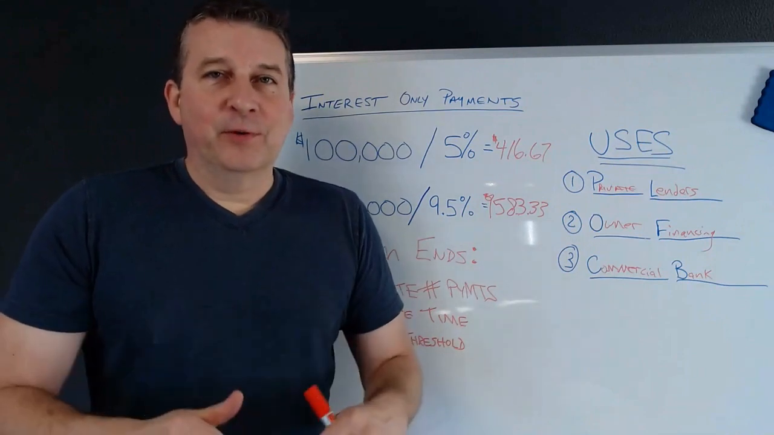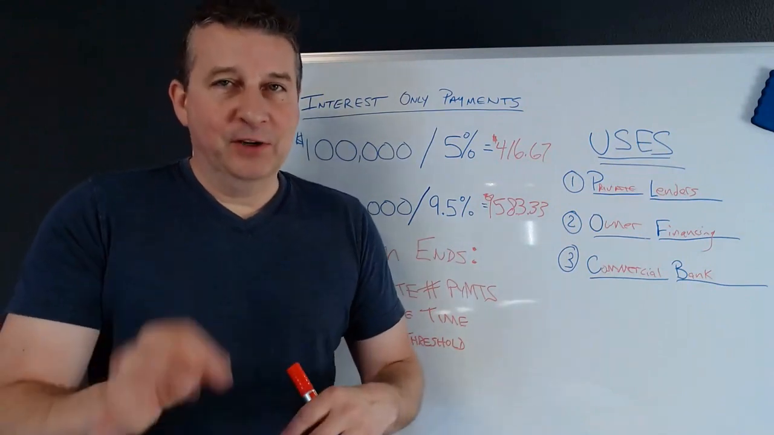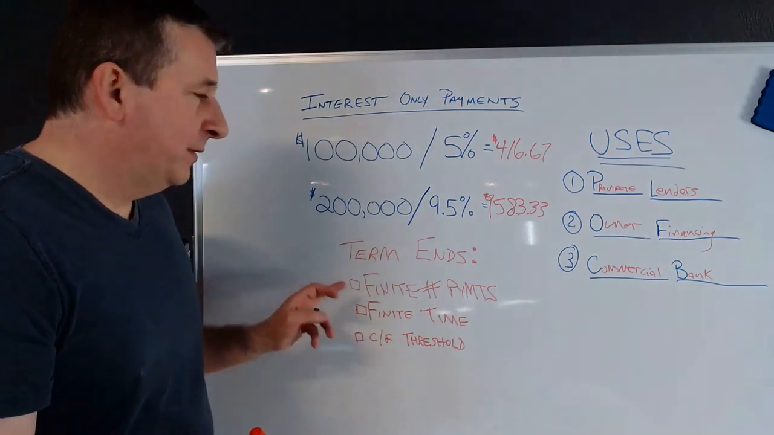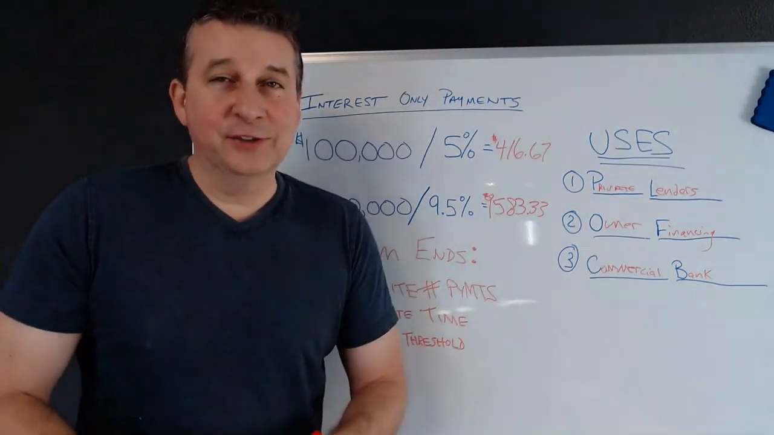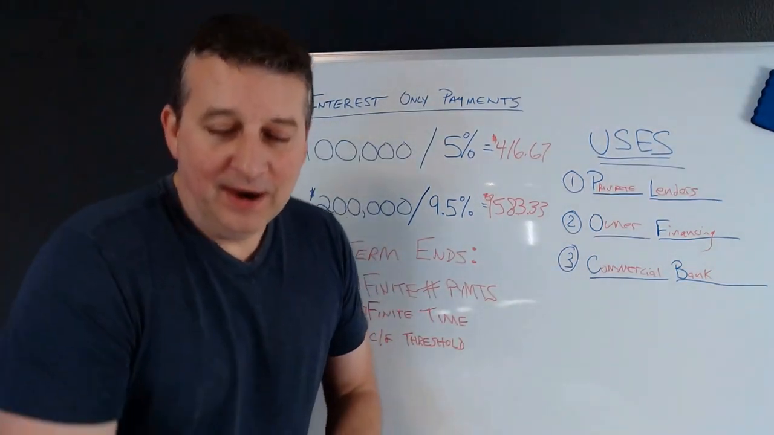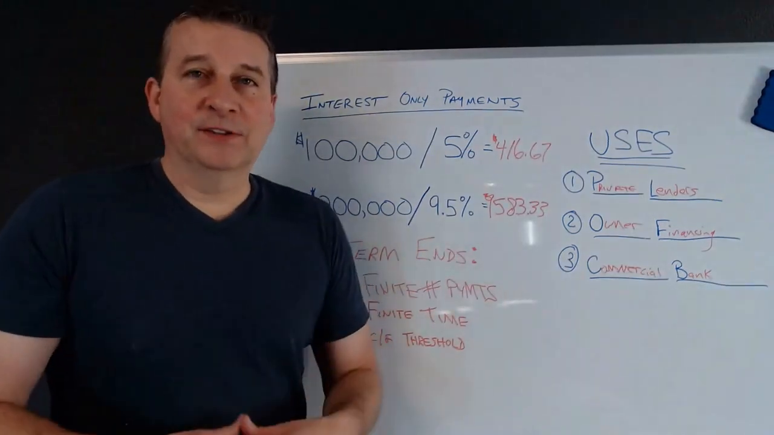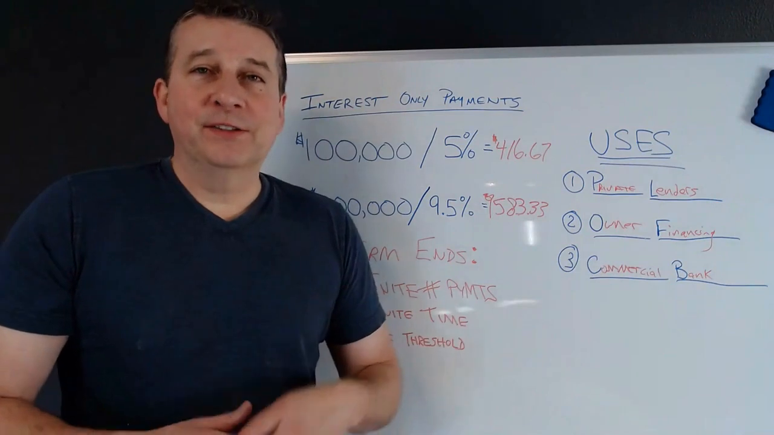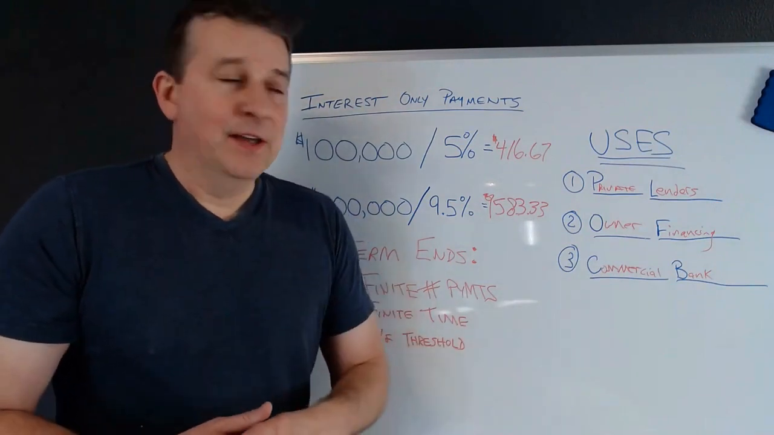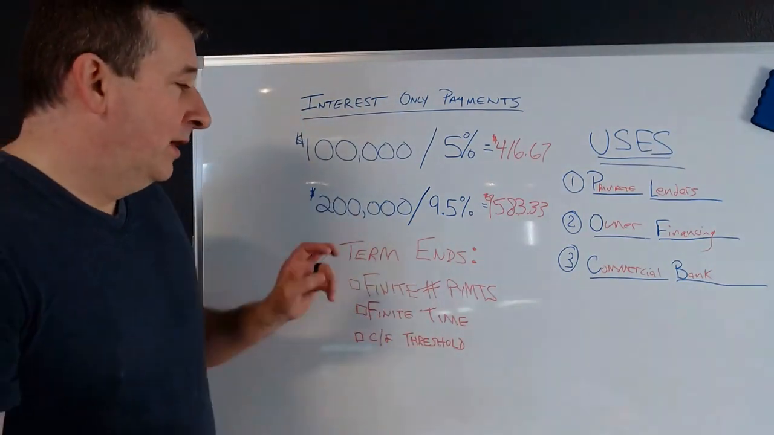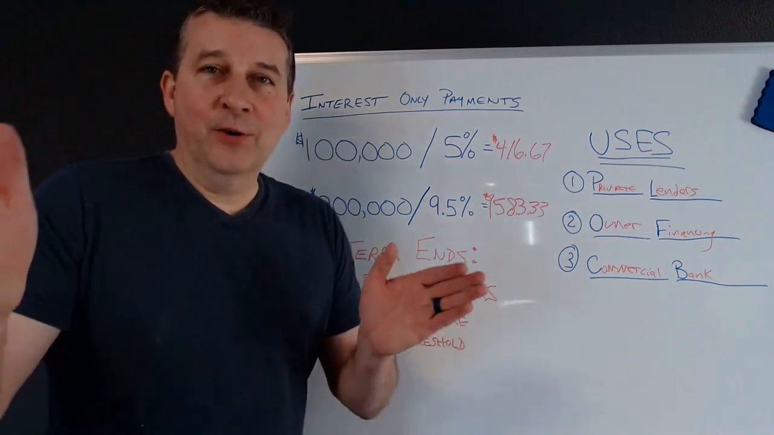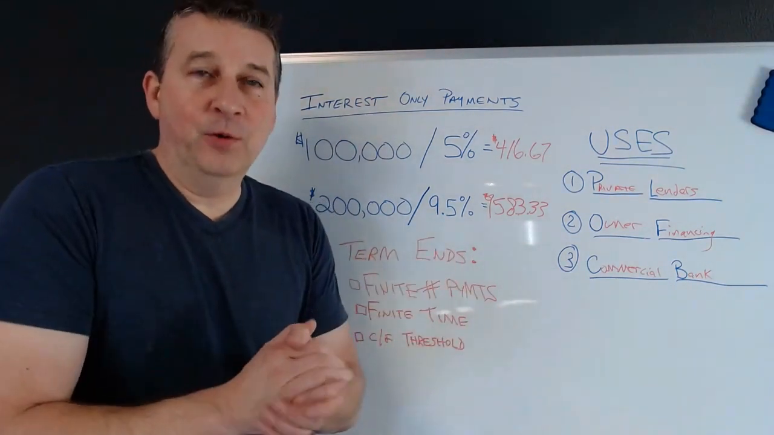Very simple, straightforward calculation. If you have any questions, just leave them in the comments below. But what I want to do is talk to you about how the terms potentially end for some of these interest-only payments. A very common one is the number of payments. Let's say that you've agreed to make 60 monthly payments that are going to settle out that loan and pay it off at that point in full.